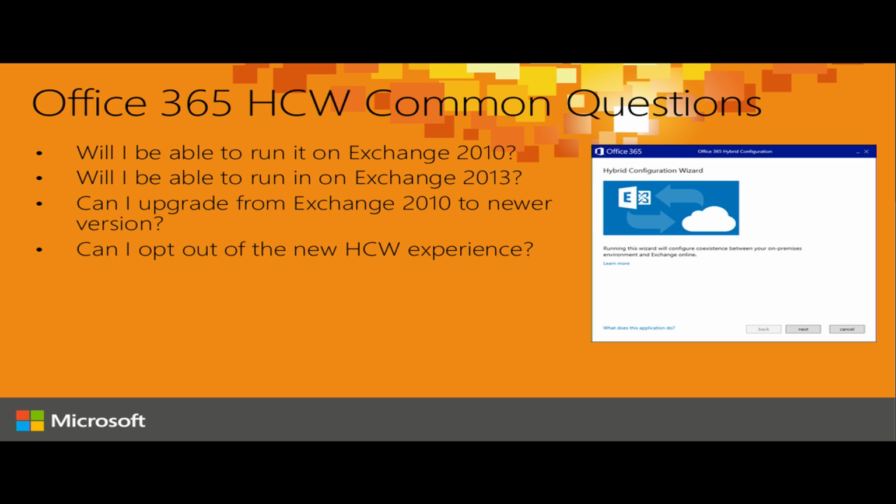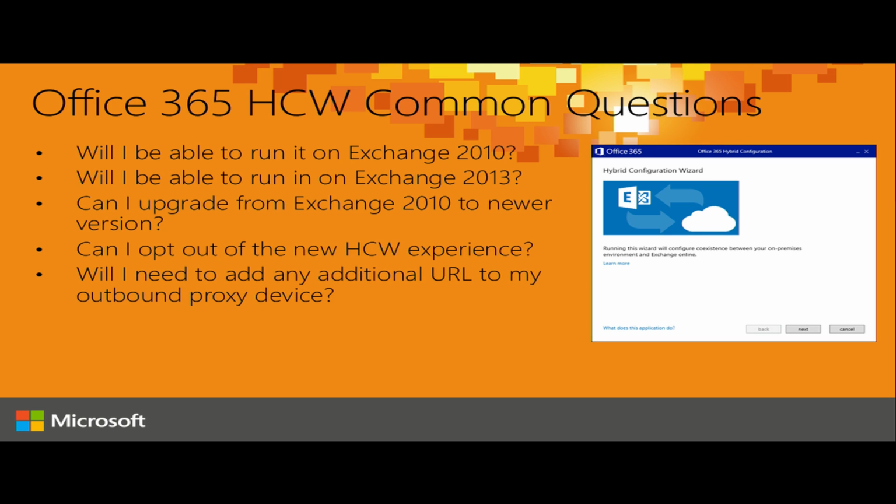Can I opt out? I don't recommend opting out, but you actually can with Exchange 2013. There's a command line for it. I'm not going to tell you so that you don't use it. But with Exchange 2016, there's no opt-out. So this is going to be the future. Everyone should be using the new hybrid configuration wizard. Do I need to add additional URLs? Whatever is in that article lists all the IPs and URLs, and that's exactly the same. There's nothing to add. So if you've got all of those configured, you're all good to go.